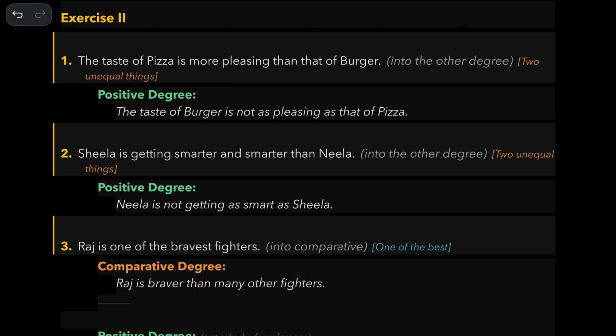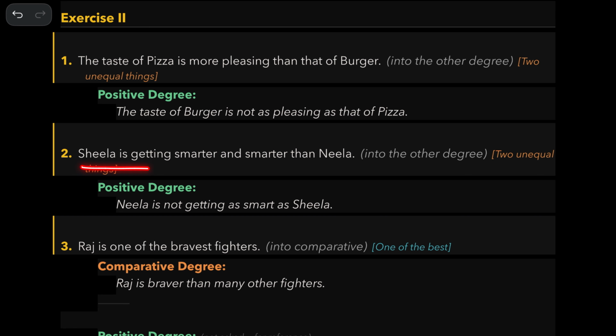So, the taste of burger is not as pleasing as that of pizza. That of means the taste of. Here also, the taste of. You are using this pronoun to avoid repetition of the same word.